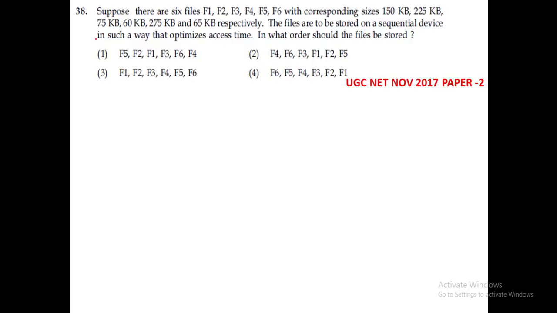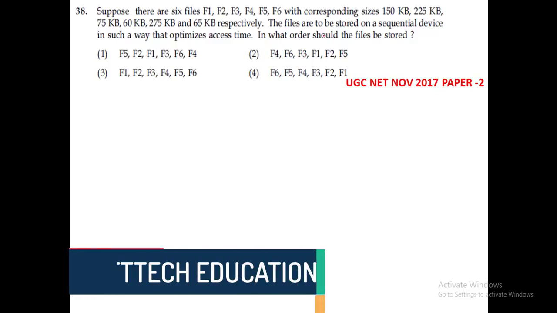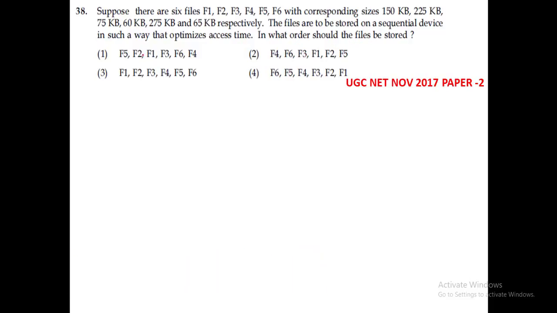The question here is that suppose there are 6 files F1, F2, F3, F4, F5, F6 with corresponding sizes 150 KB, 225 KB, 75 KB, 60 KB, 275 KB and 65 KB respectively. The files are to be stored on a sequential device in such a way that optimizes the access time. In what order should the files be stored? The four options are given 1, 2, 3 and 4.